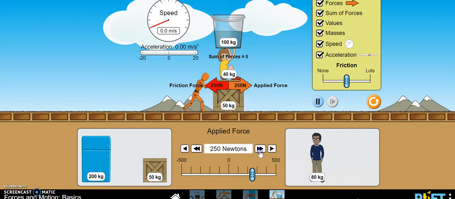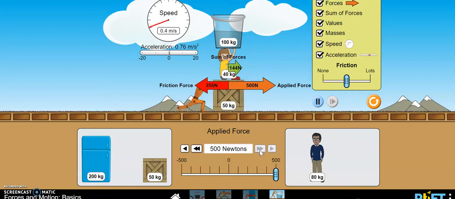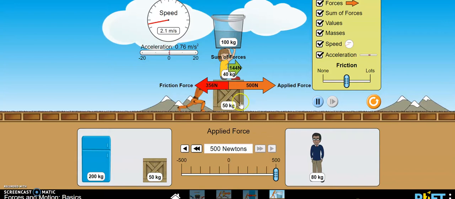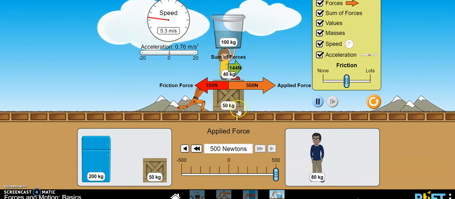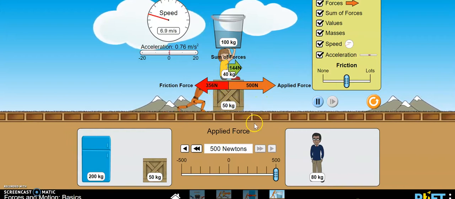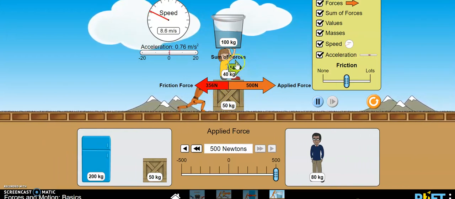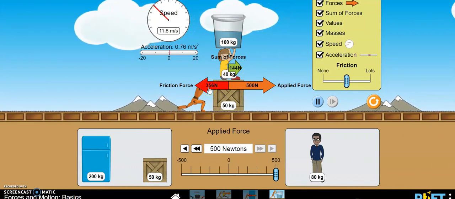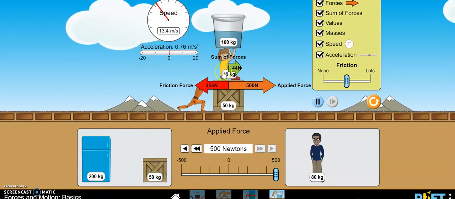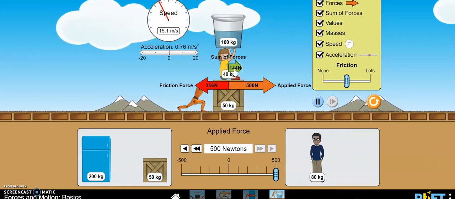It's not until the applied force is greater that the person and the box start to move. And not only do they move, but they accelerate. There's an acceleration of 0.76, so it's getting faster and faster and faster. The sum of the forces is this green arrow here. It's just the difference between the applied force and the friction force. There's a difference of 144 newtons.